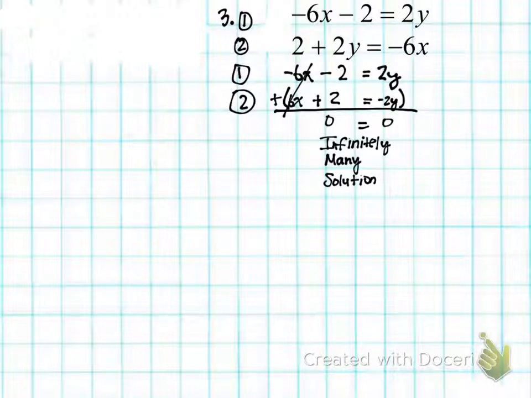Which is a great sign. So it's infinitely many solutions, right? 0 is equal to 0. That's true. 0 does equal 0 when you have a number equal to itself. It is infinitely many solutions. Okay? That's it. So that concludes this lesson. Now I want to talk to you about why this works, okay, on a graphing calculator.